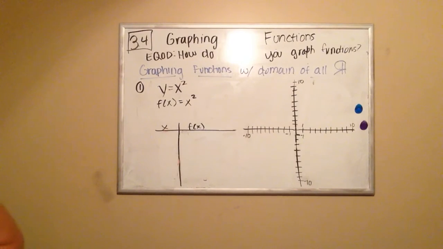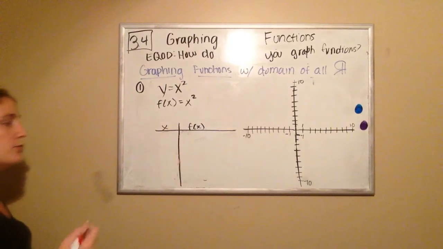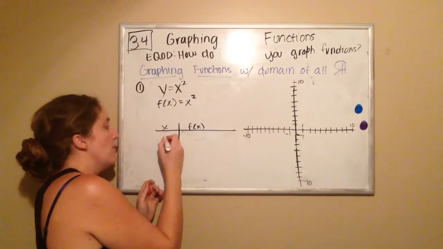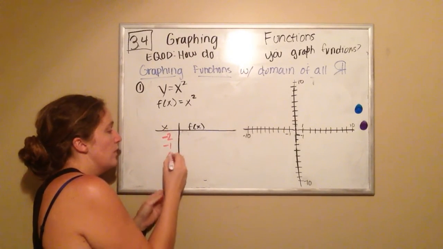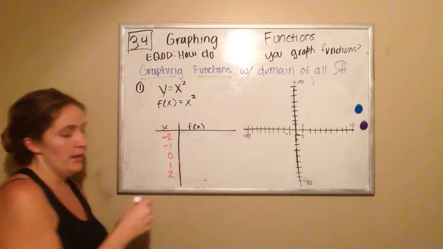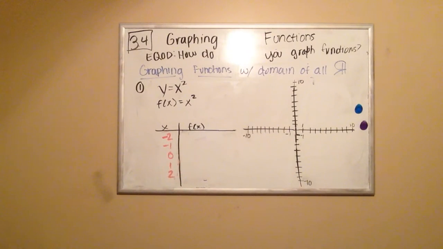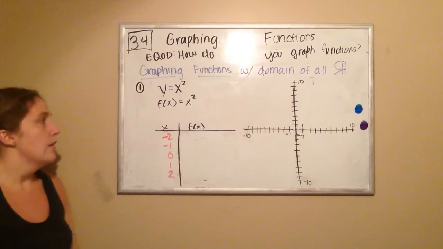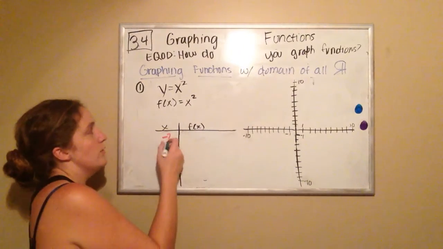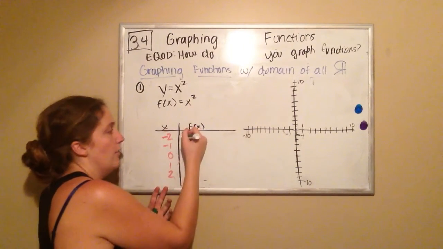Okay, it doesn't tell us a domain, so we don't have specific x values to plug in. So we're just going to pick some. Ones I always pick, -2, -1, 0, 1, 2. I like sticking with those. You're more than welcome to choose other ones if you like. Okay, for f of x, we're going to take those and plug them into the equation just like we've done in all the previous examples.